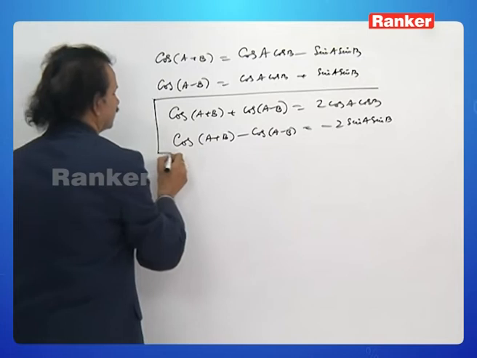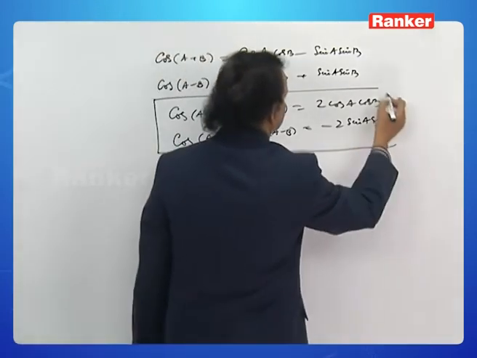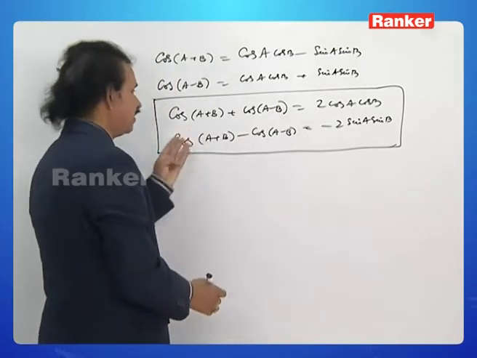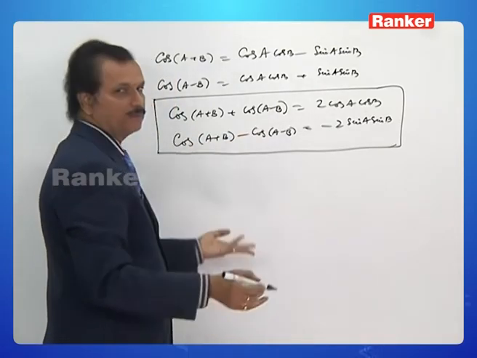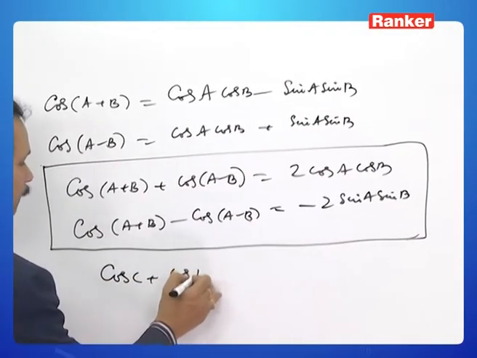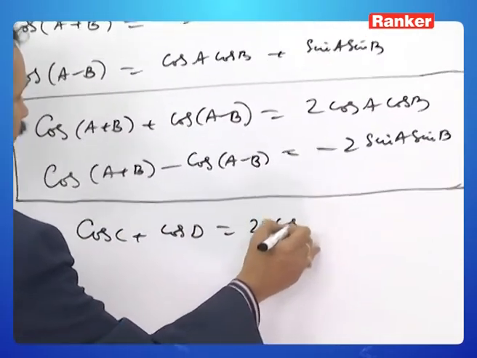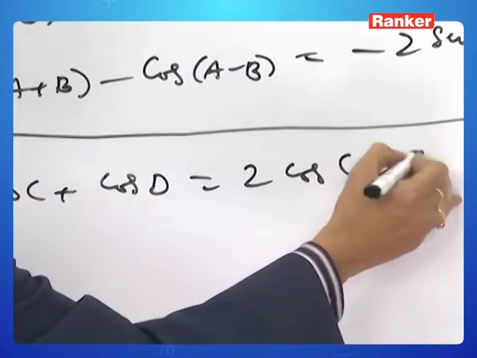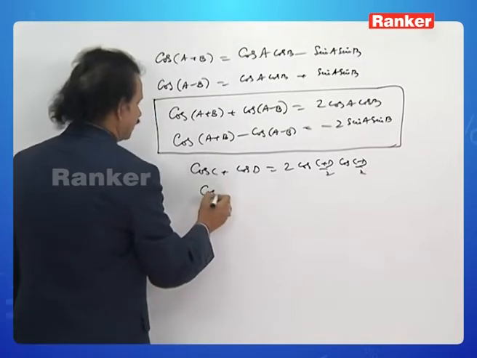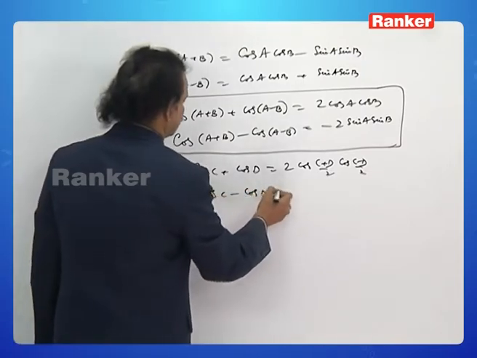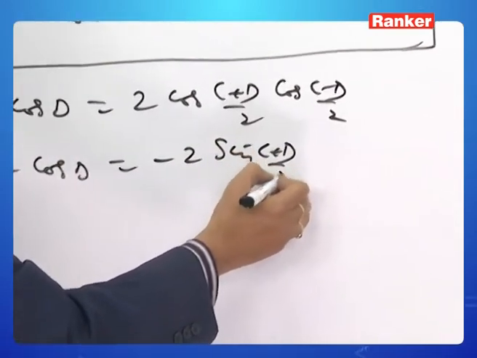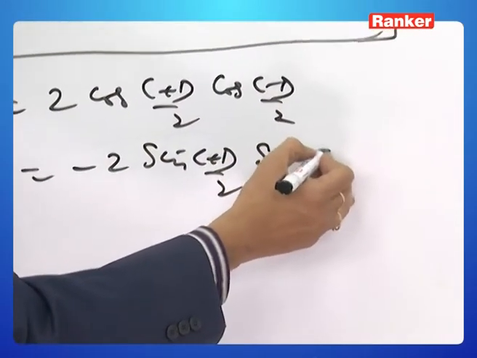Well, this is the new piece of information. As before, if you replace A plus B by C and A minus B by D, we have cos C plus cos D is equal to 2 cos (C plus D) by 2 into cos (C minus D) by 2, and cos C minus cos D is equal to minus 2 sin (C plus D) by 2 and sin (C minus D) by 2.